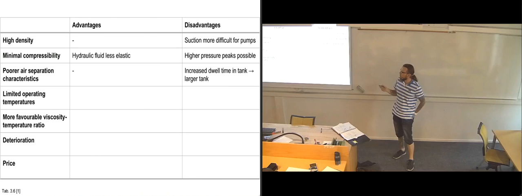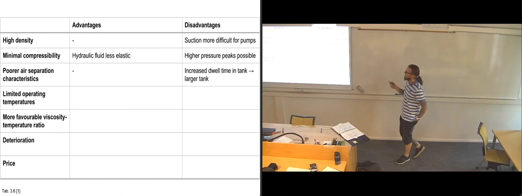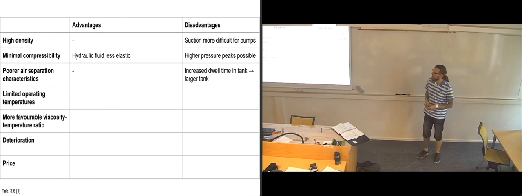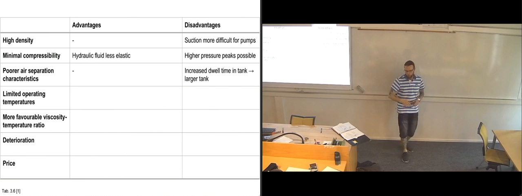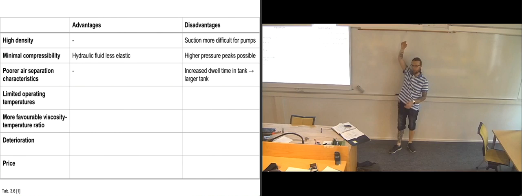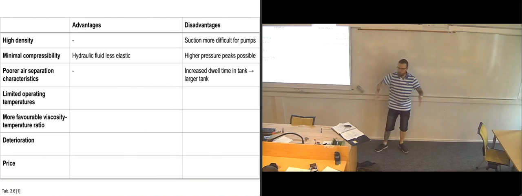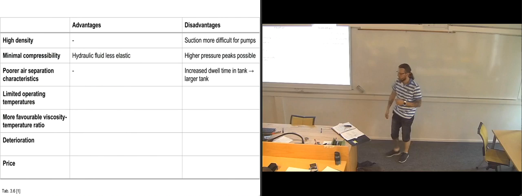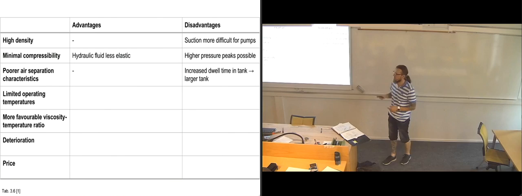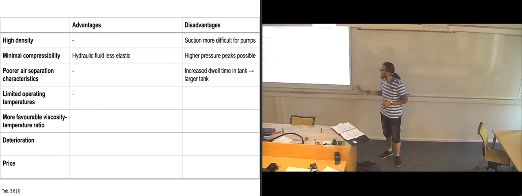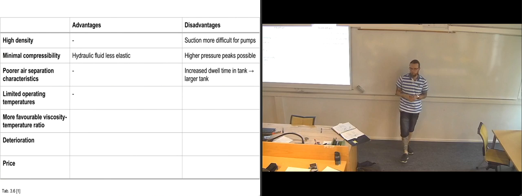So the disadvantages, if you have poor air separation characteristics in your hydraulic fluid, means that you have to let it stay longer in the tank. Either that, or you have to have a fairly large area in the tank. So you can't have a narrow cylindrical tank, which is fairly high, storing the fluid, because you want as much surface area on your fluid as possible. So you want the fluid to have as much contact with air as you possibly can, so you want to basically make the tank as wide as possible so that the air that has been diffused into the fluid will end up getting the chance to diffuse back into the air while it's in the tank.